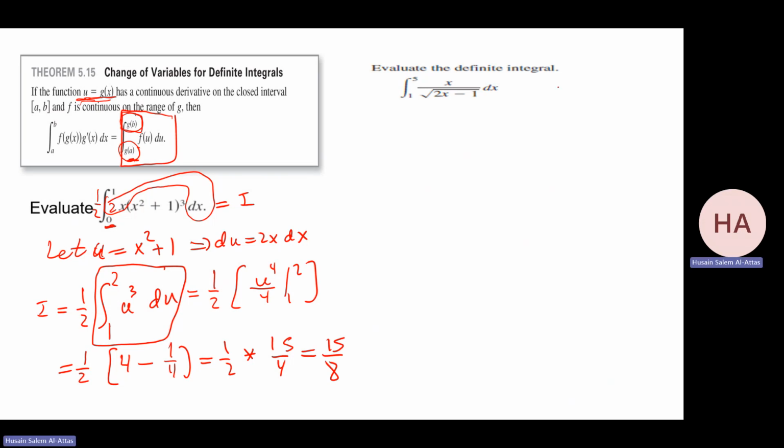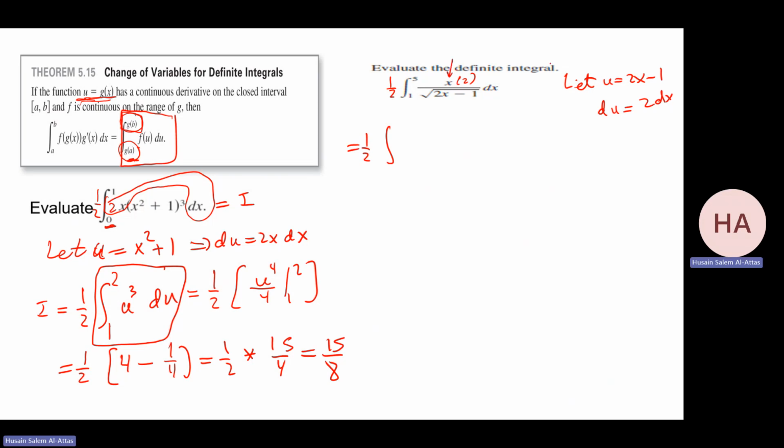Okay, this one, the same idea, but a little bit more calculation. You let u equal to x minus 1. What will be du? It is 2 dx. But I have x here, so I can multiply by 2 and multiply by half outside. That will be half integral.